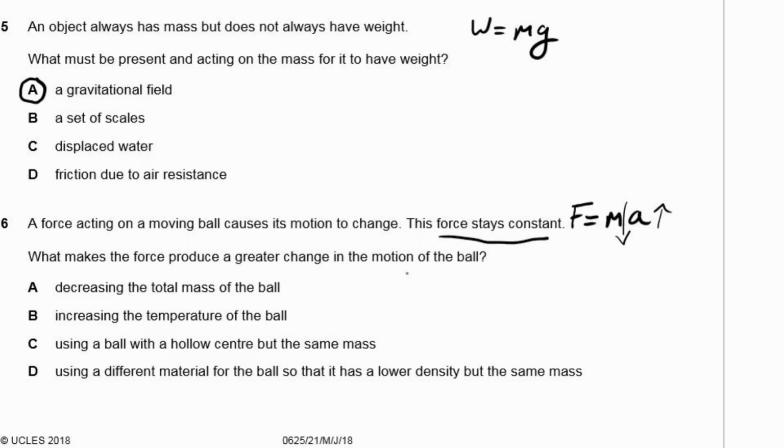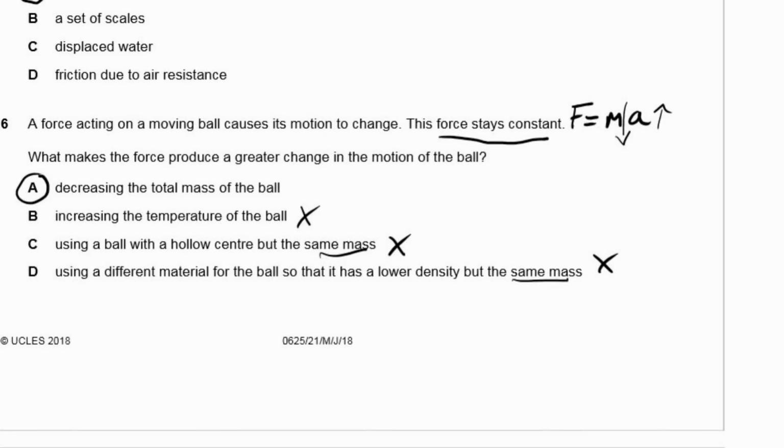So the question is, which one of these options gives us a smaller mass? A, decreasing the total mass of the ball. Well, that pretty much gives us the answer. Let's look at the other ones. Increasing the temperature of the ball will not change the mass. Using a ball with a hollow center but the same mass, so the mass doesn't change. And D, using a different material for the ball so it has a lower density but the same mass. No, so they're using a bigger ball that has less density.